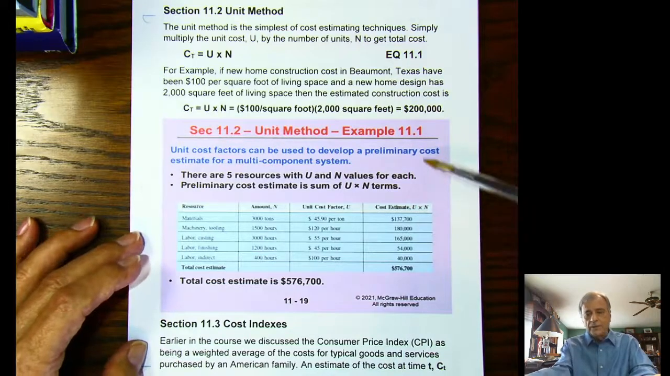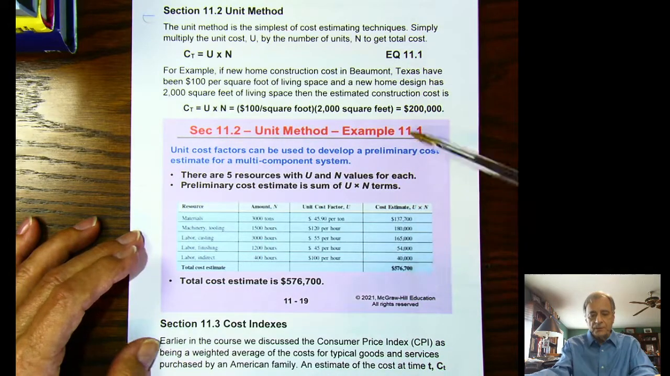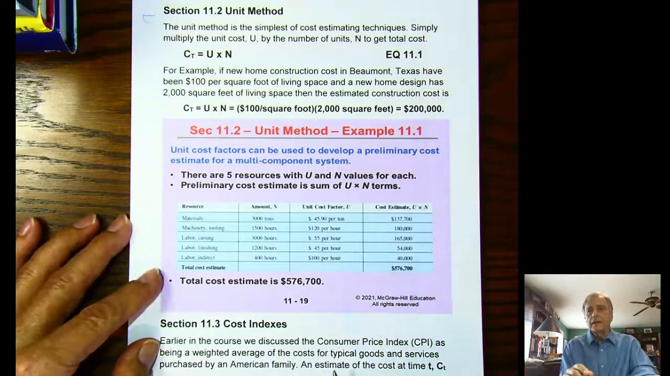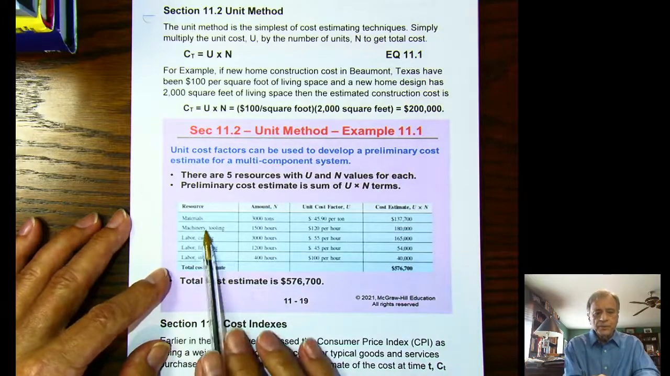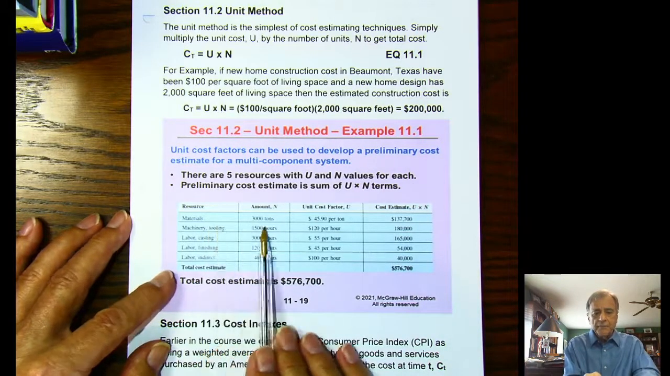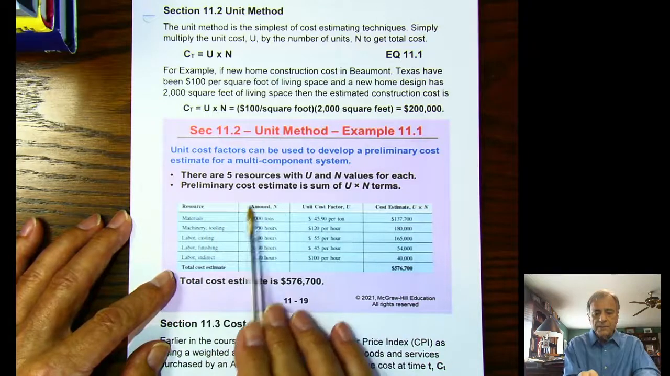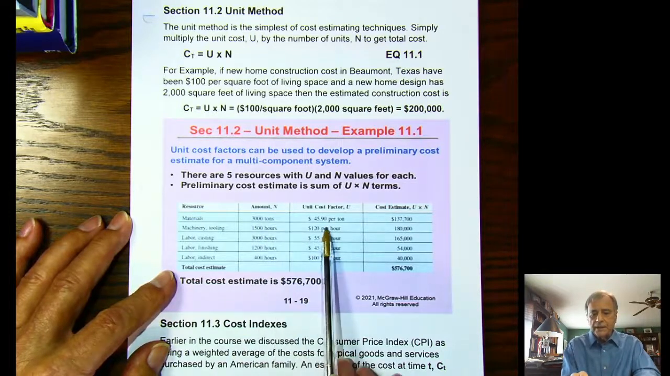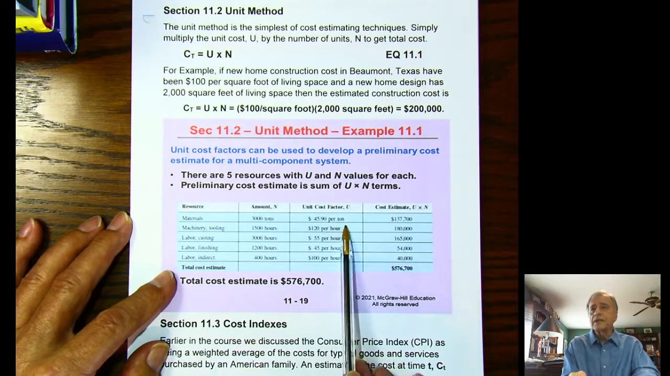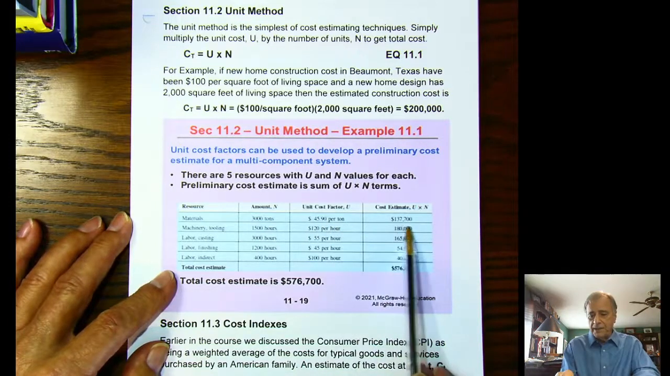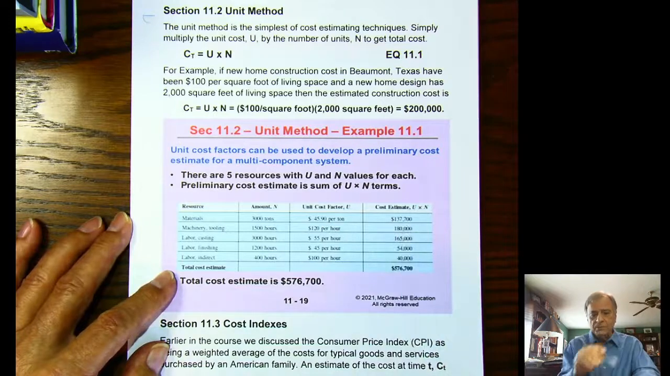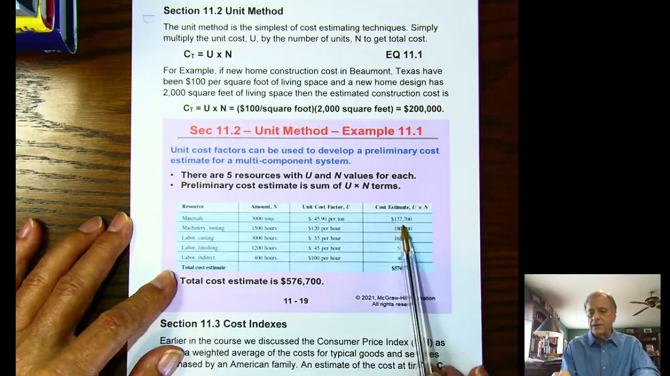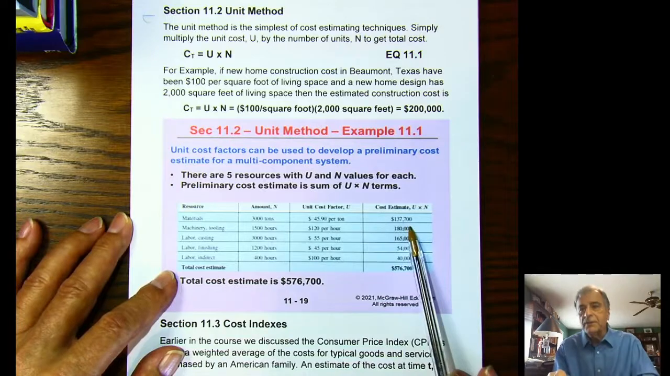The author gives another example of the unit method. In this one, the number of materials you're going to need is 3,000 tons, and the cost is $45.90 per ton. Then the total estimated cost for materials is $137,700.